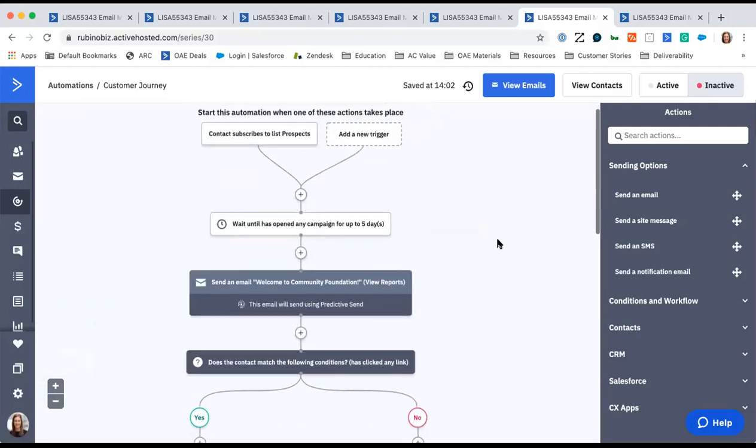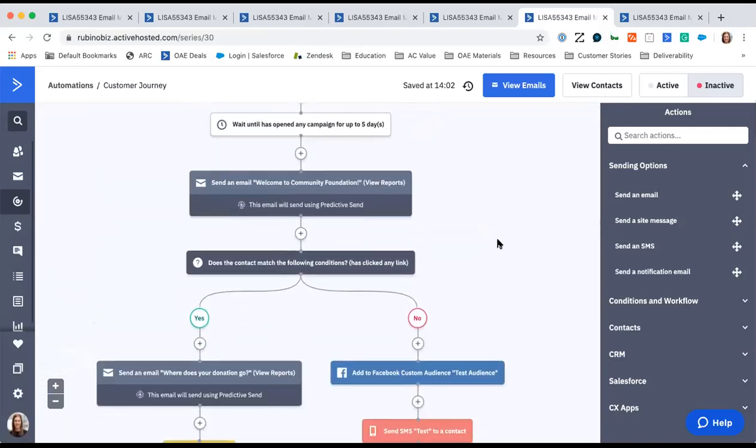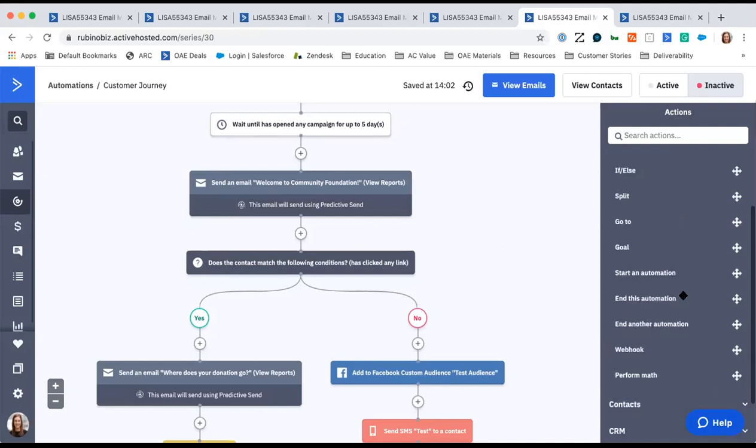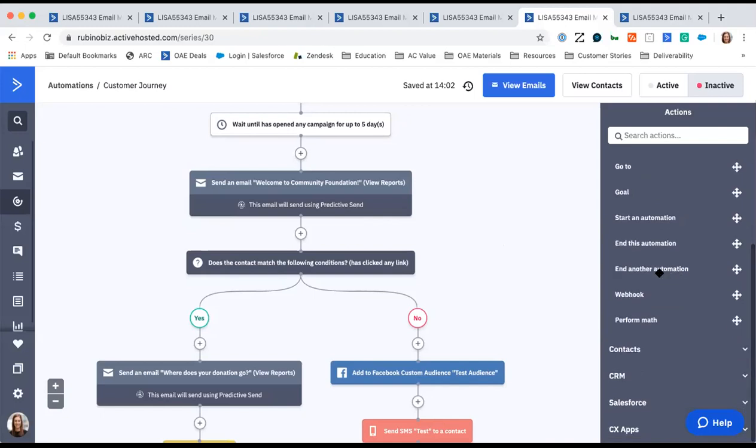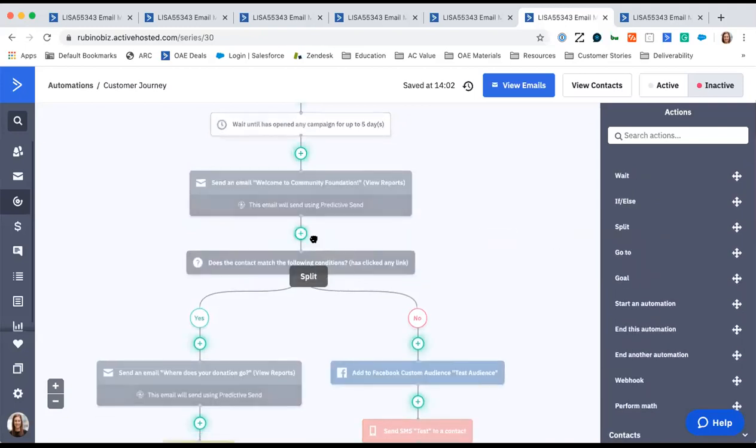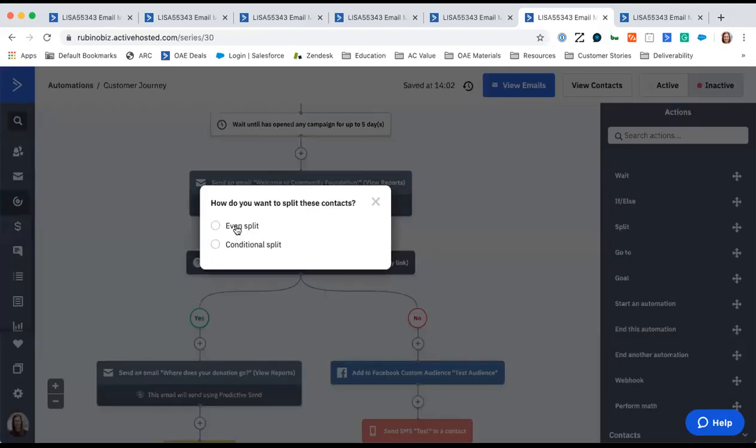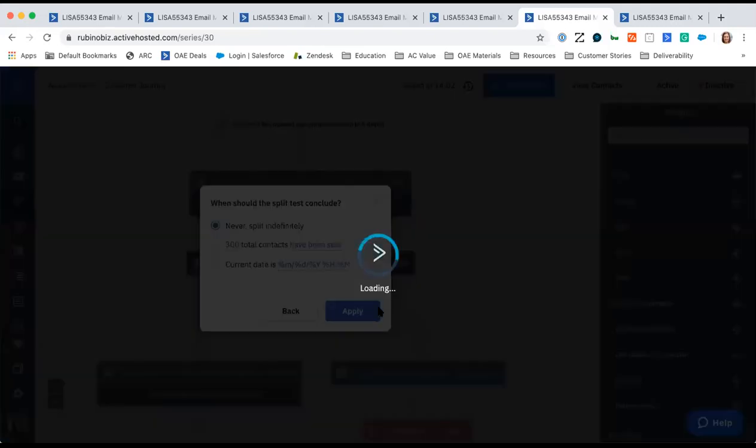Now, if anybody wants to do some more testing, we have A/B testing with the campaigns. So you can test the effectiveness of a single campaign that you're sending out. But we also have split automations, which is really powerful. So we can even split two workflows against one another and see which one is more effective. So there's quite a bit of testing and strategy involved here that you can also take advantage of.